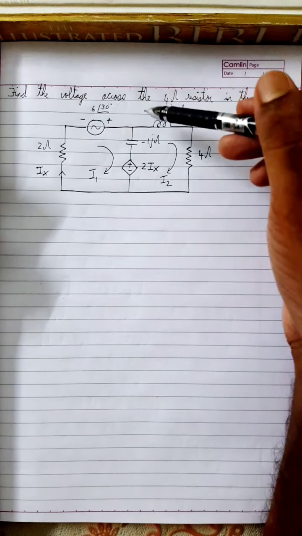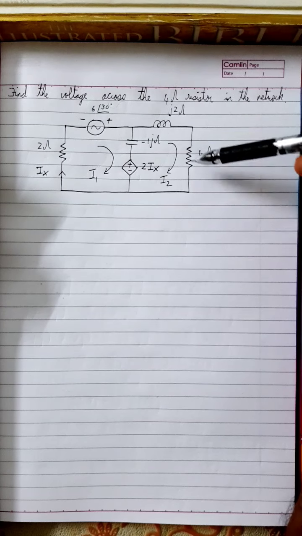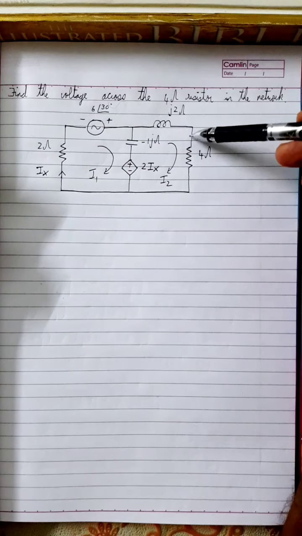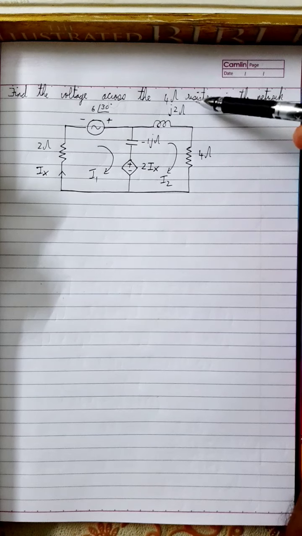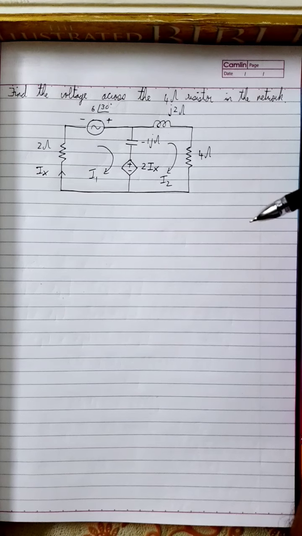Here it says find the voltage across the 4 ohm resistor, which means we need to first find the current across the 4 ohm resistor, and the current across the 4 ohm resistor is I2, right? So the voltage across the 4 ohm resistor is 4 into I2. That's the voltage across the 4 ohm resistor.